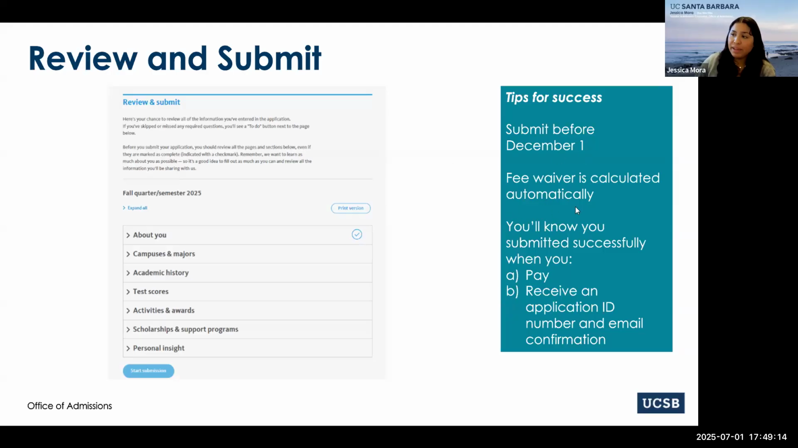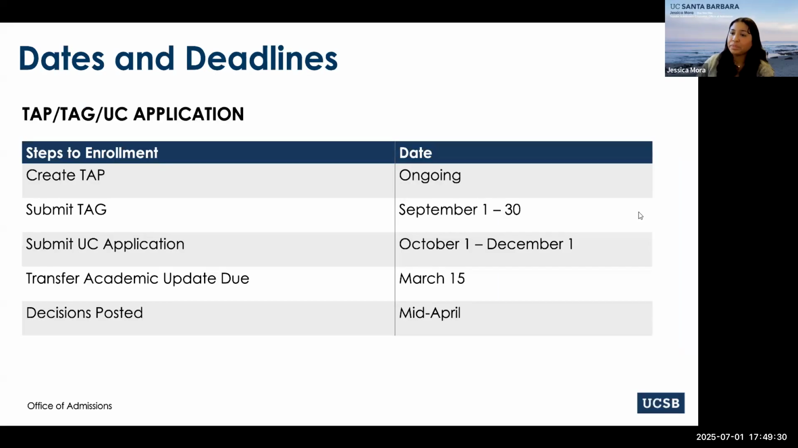If you do qualify for that fee waiver, it's calculated automatically based on the information that you put in that family size and family income section. And you're going to know that you submitted successfully once you pay for your application or receive an application ID number and an email confirmation.